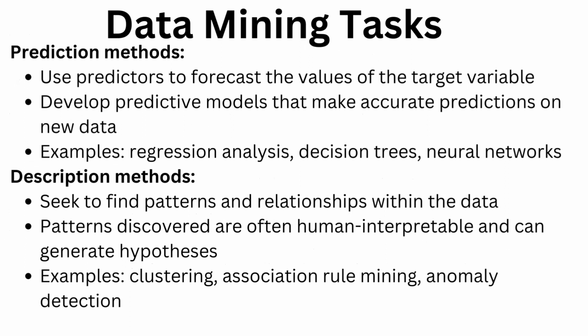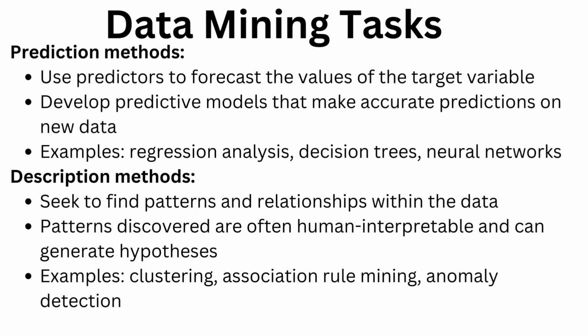Data mining tasks can be broadly categorized into two main types. First, prediction methods. These methods use some variables known as predictors or independent variables to predict the values of another variable known as the target or dependent variable. The goal is to develop a predictive model that can be used to make accurate predictions on new and unseen data. Examples of prediction methods include regression analysis, decision trees, and neural networks.